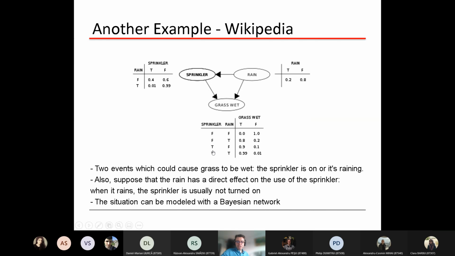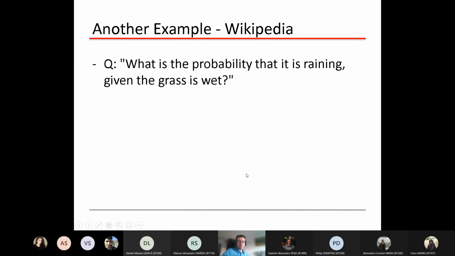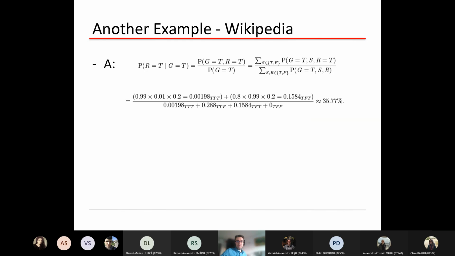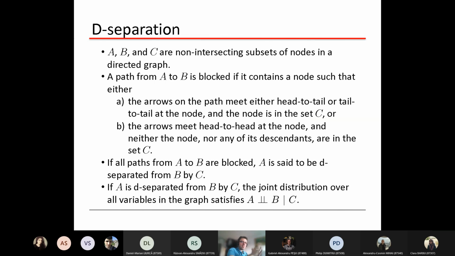So if it's raining and the sprinkler is on, the probability of the grass being wet is 99%. And again, if it's raining and the sprinkler is off, it's 80% because maybe it's not raining a lot and so on. And now the question would be, what is the probability that it is raining given the grass is wet? So we go outside, we look, and we see that the grass is wet, and we would like to compute the probability that it is raining. It's a similar way, so we can compute it. It's 35%. You can do it at home.